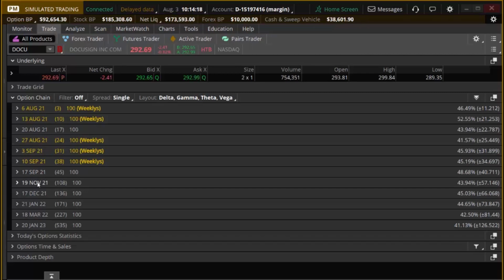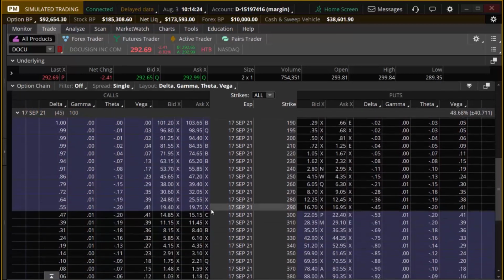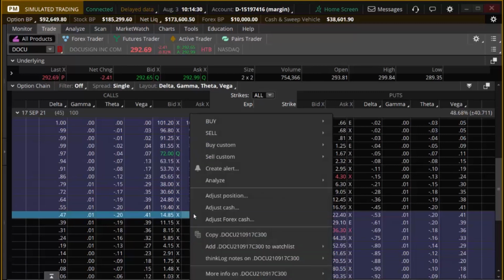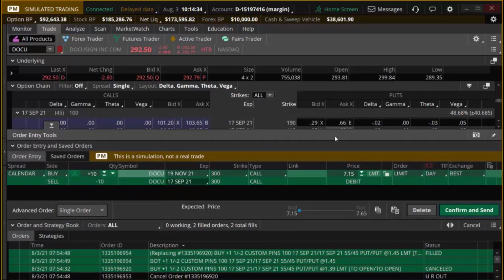If November's out there a ways, that's going to be a little more expensive. Let's just build the September. So let's see what this looks like. Again, more liquidity because we're trading the monthly options. I'm going to right click. We'll just buy a calendar. Same strategy, it's just a different name.